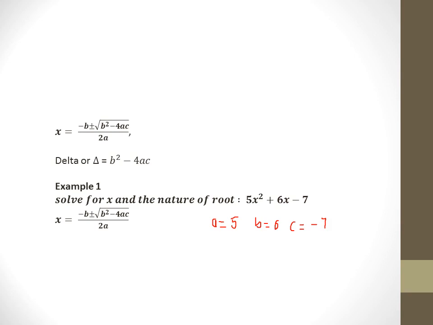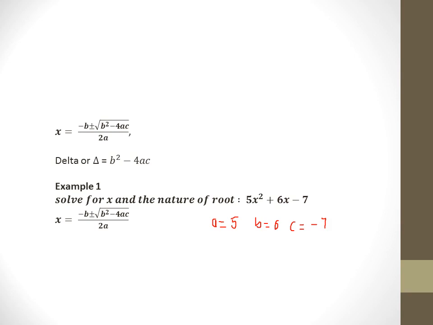So now let's take an example. And in this example, we will see whether the nature of root is real or non-real, or it is equal or unequal, or the number is rational or irrational. So solve for x and the nature of root. If we have 5x to the power 2 plus 6x minus 7.